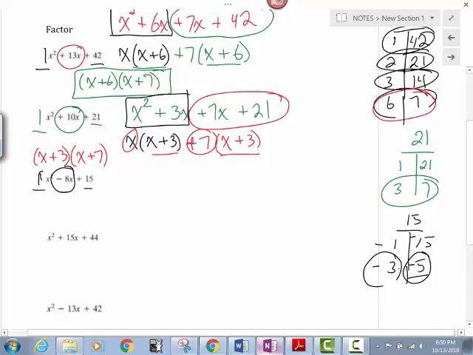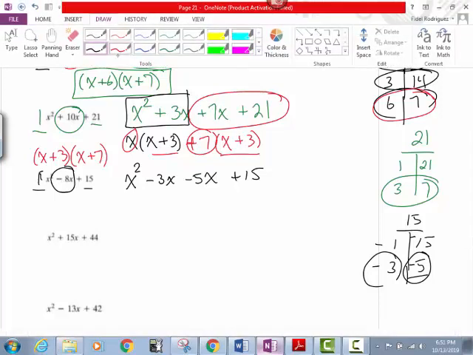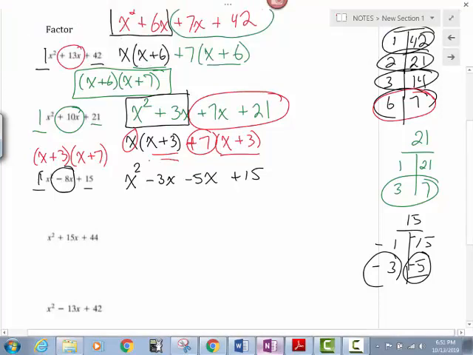So I want you to notice that my signs here are going to be negative. So let's rewrite our problem. X squared, I'm going to put a minus 3x, a minus 5x, and that plus 15. And again, we just rewrote negative 8 using negative 3 and negative 5. Okay. So let me box the first two. I can take out an x. I'm left with an x minus 3.